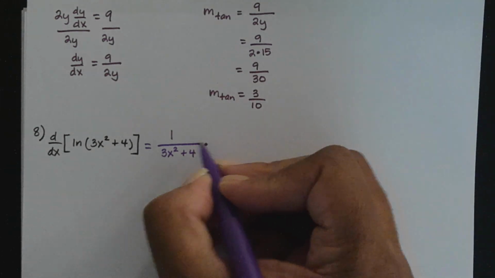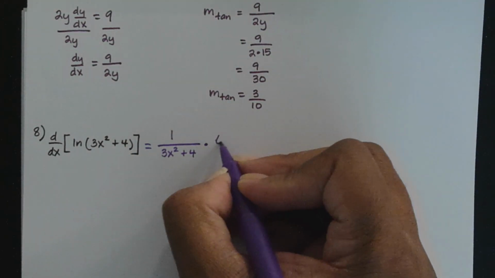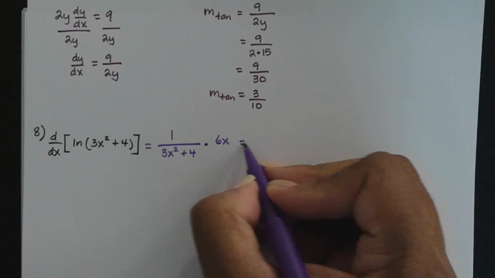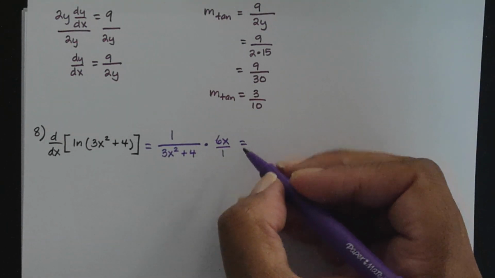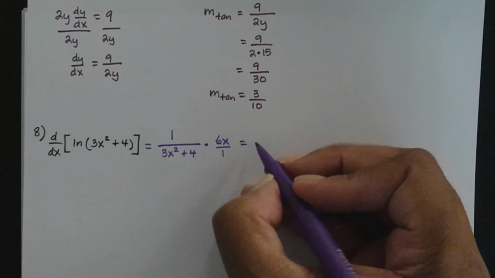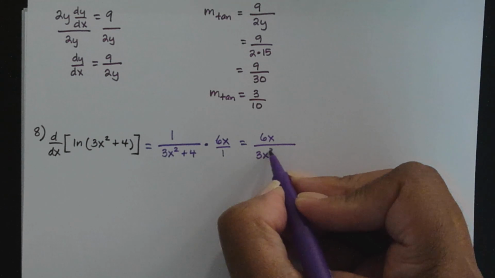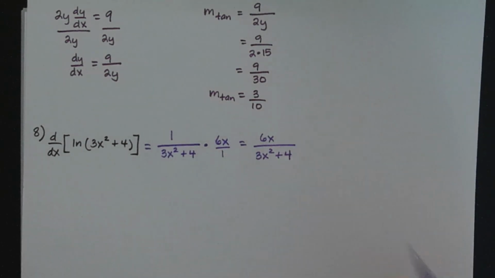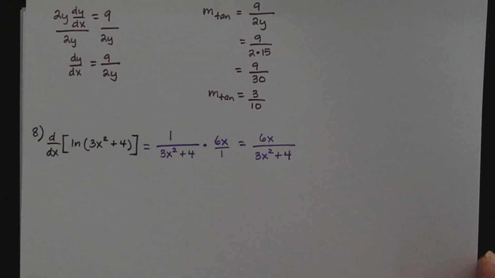And then we take the derivative of the 3x squared plus 4, which is 6x. Here that 6x will be 6x over 1. 1 times 6x, that would be 6x in the numerator. The denominator will end up being 3x squared plus 4. And that would be your derivative of the natural log of 3x squared plus 4.